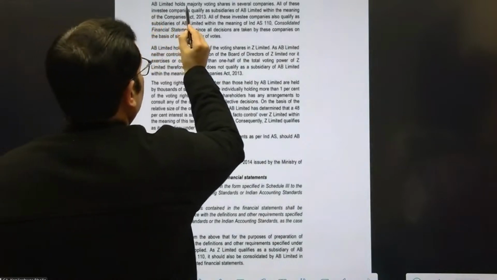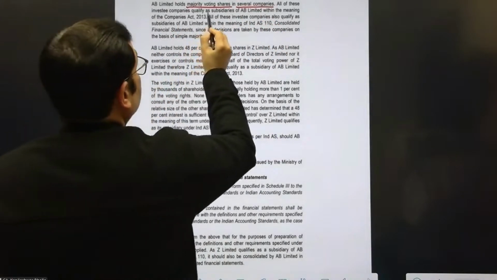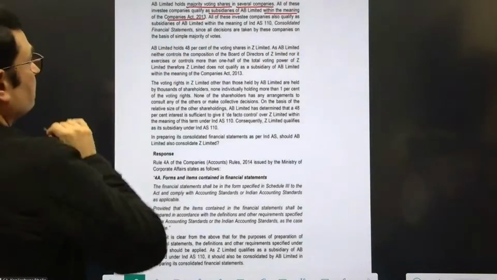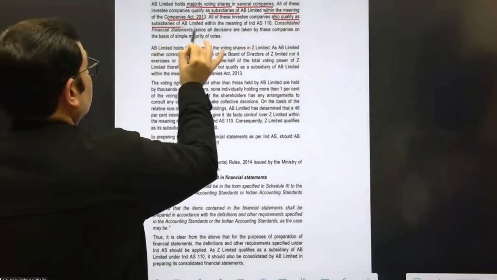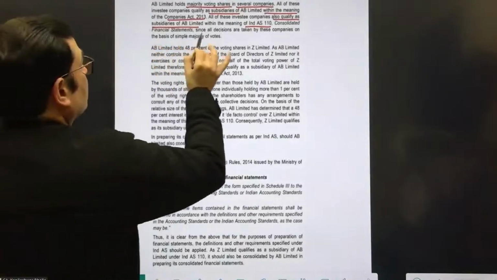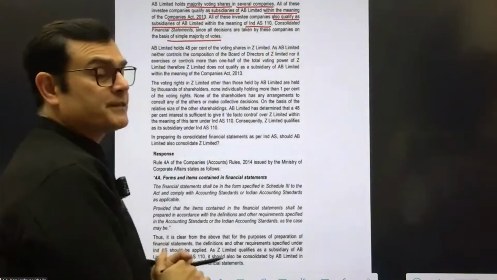It says AB has got majority voting shares in several companies, and all of these investee companies qualify as subsidiaries within the meaning of the Companies Act 2013. All of these investee companies also qualify as subsidiaries of AB within the meaning of Ind AS 110. So it says since all the decisions taken are on the basis of simple majority of votes, the majority of the investee companies are meeting the definitions under the Companies Act as well as Ind AS 110.